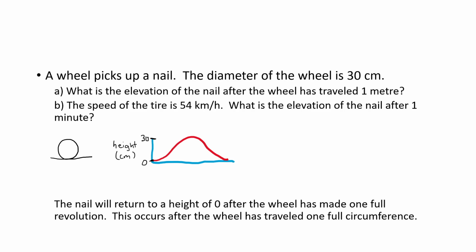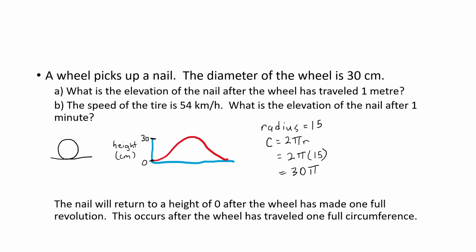Okay? Now, the independent variable in this question is horizontal distance traveled. Well, we can see, hopefully, that after one circumference of the circle, the nail has gone to the top of the wheel and then back down again to the bottom. So that represents one cycle. Well, how long is that? Believe it or not, it's the same as the circumference of the tire.